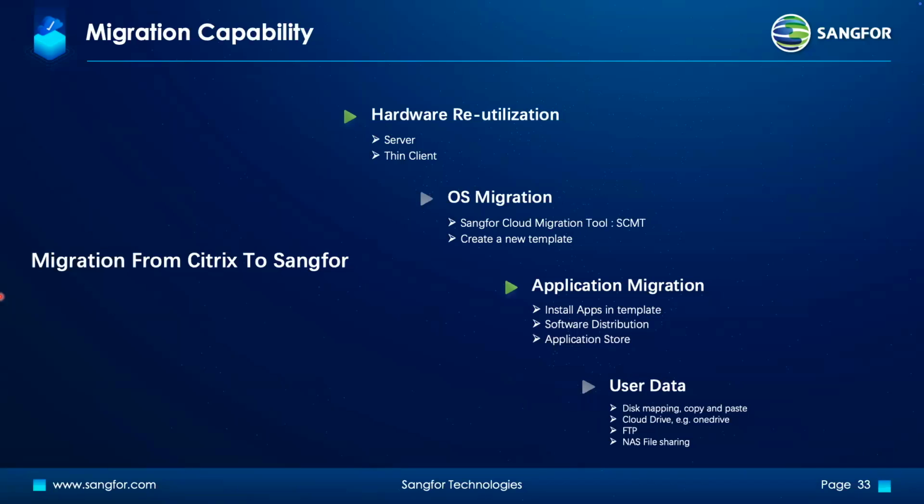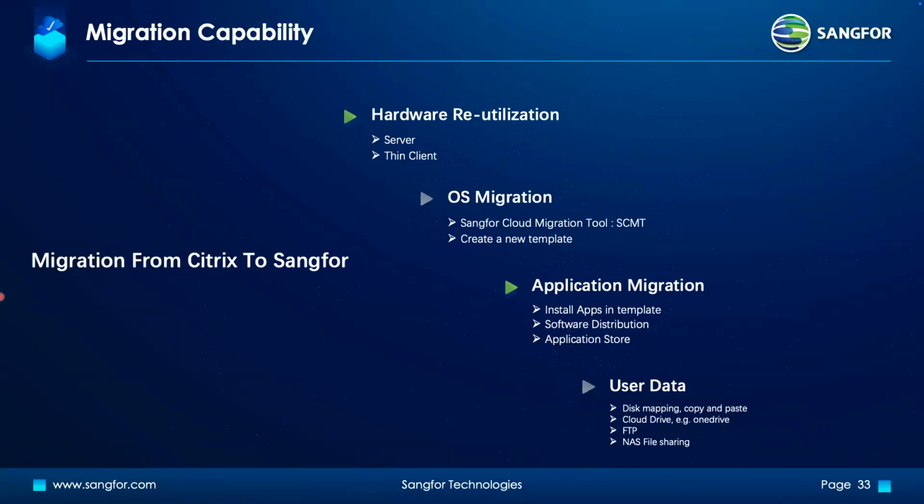Now, for the application migration, all of these applications come along with the template migration from your Citrix to the Sangfor environment, and you can then do the distribution of software and the application store with that. User data. If you are opting for the personal disk, all that you have to do is copy and paste the data, or you can utilize Robocopy of Windows, which is a simple tool that can be used to migrate the data, the user profile and user data from Citrix to the Sangfor environment.